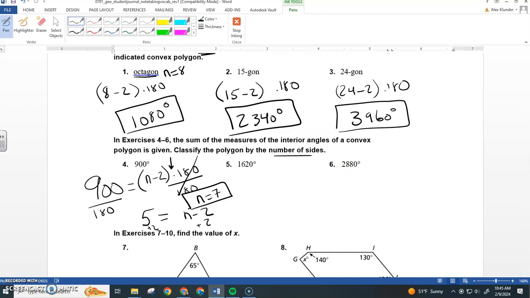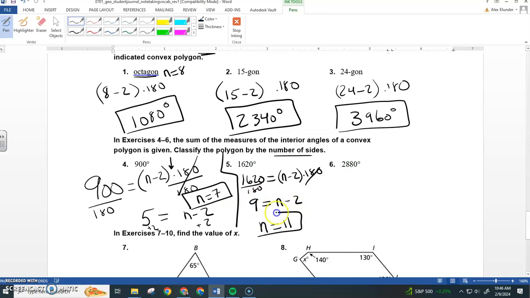I want to show you that one more time because I went a little bit fast here. All that we need to do is set up 1620. It's the total sum, and that's going to be equal to n minus 2 times 180. Our formula says n minus 2 times 180 gives us the sum, so let's just set them equal to each other. We're going to divide by the 180. I get 9. And at this point, I just add 2 back to the other side. So I know that I have an 11-sided figure.